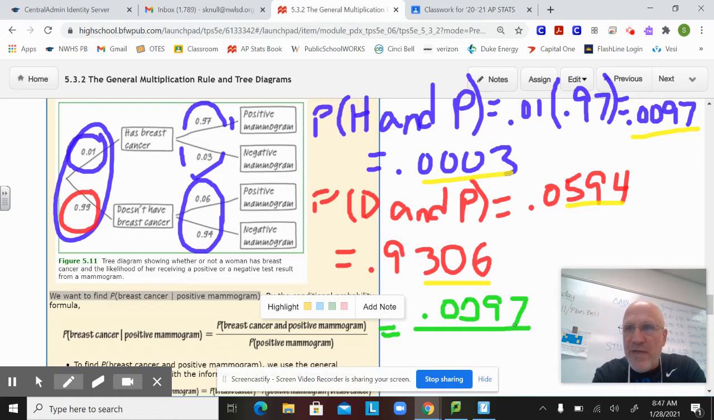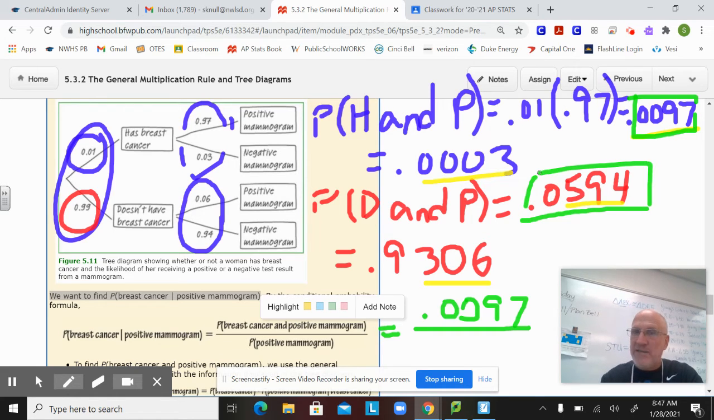Now, how do I find the probability of positive? I would argue that of my four probabilities that add up to one, this one right here is positive. And so is that one right there. Those two both have something to do with positive. So I'd have to add those together to get the probability of positive. One is has it and positive, plus doesn't have it and positive.